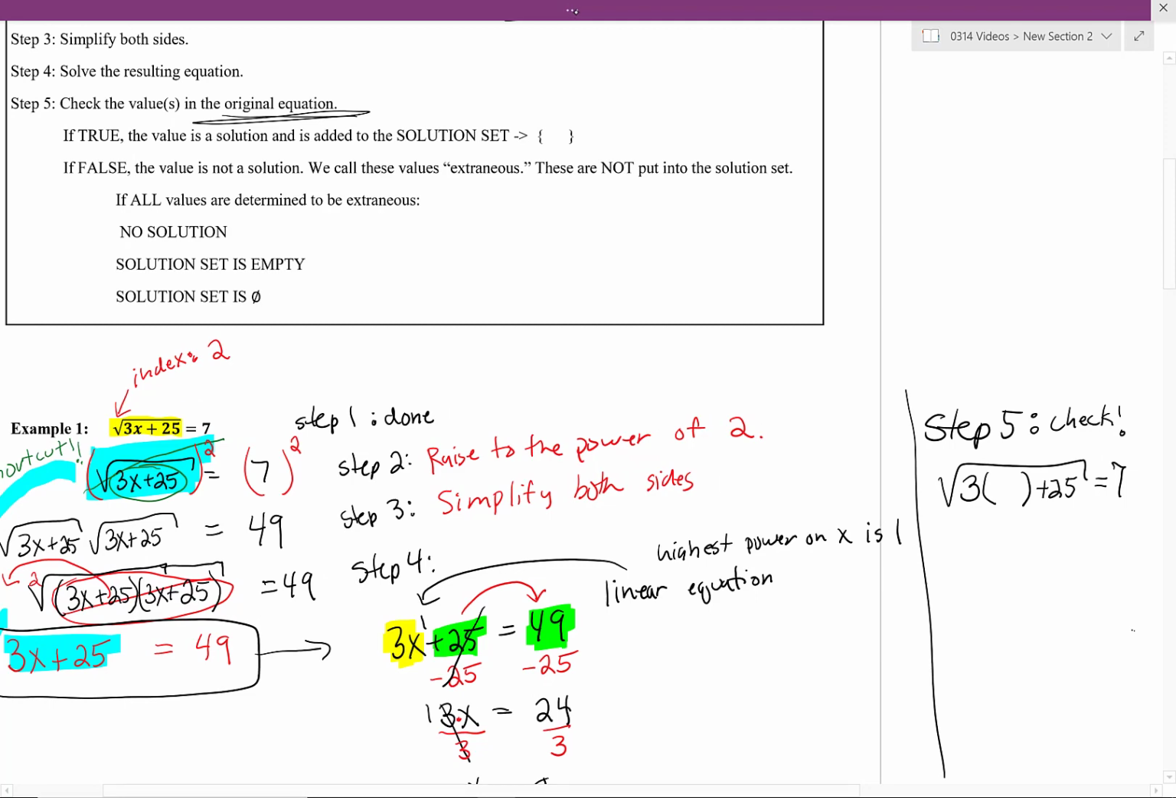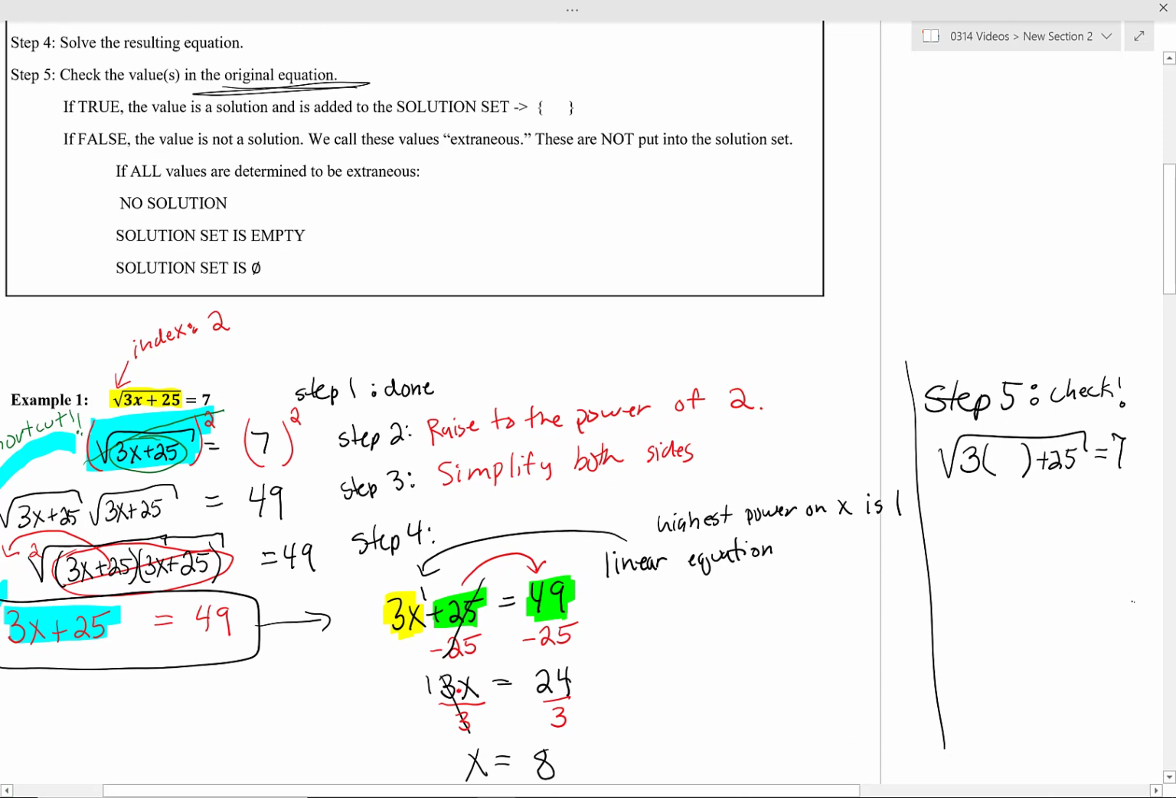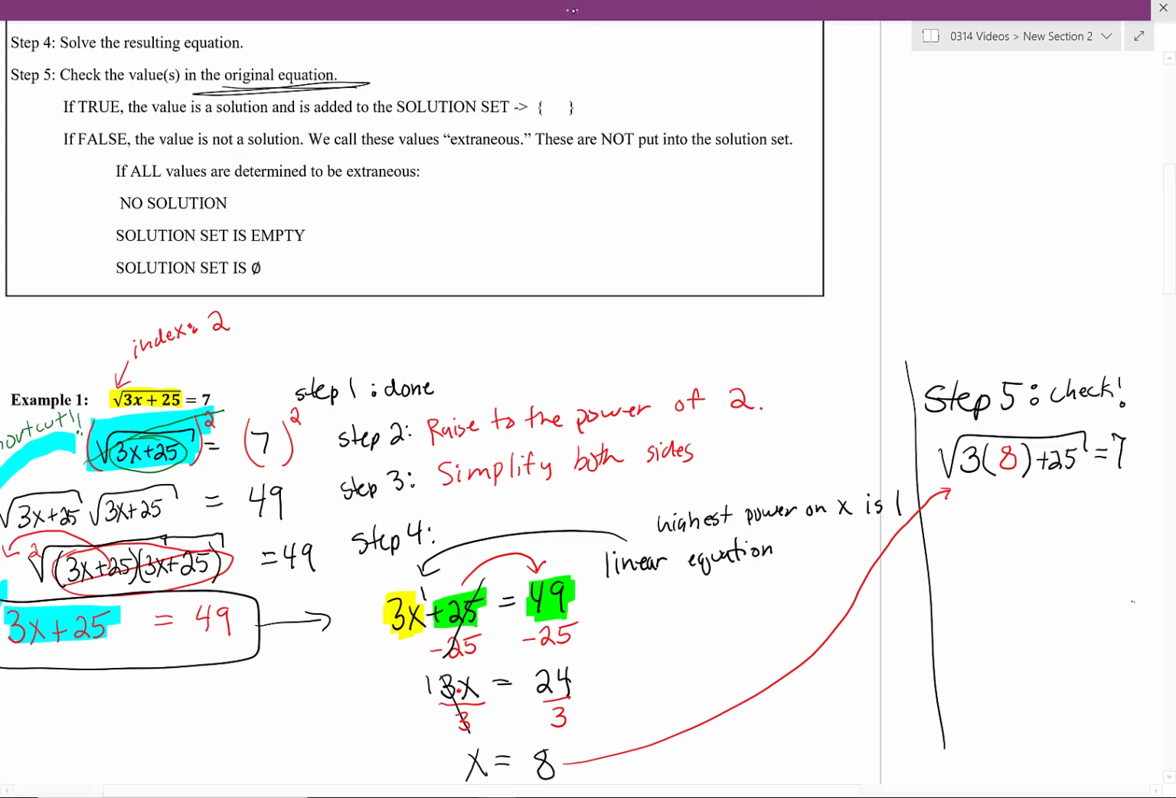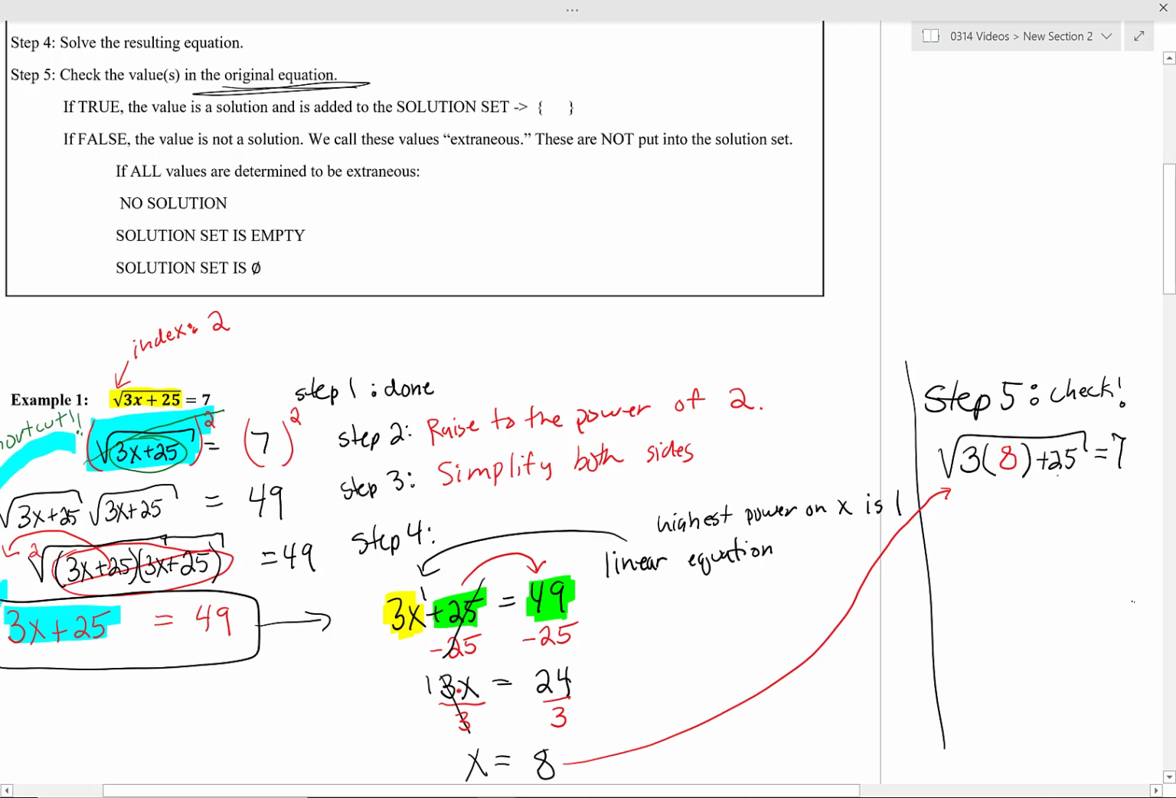Step 5 requires that we check our answer in the original equation. So what was our answer there? It was 8. So let's check to see if this answer used in place of x in the original equation actually gives us something that's true. So let's check our work. We're going to simplify everything underneath the radical first. So we're using those order of operations. 3 times 8, that's 24. Plus 25, so bring down that 25. Now, the square root symbol is still there. Okay, so still doing that. 49, square root symbol is still there. What is the square root of 49? That is a positive 7.